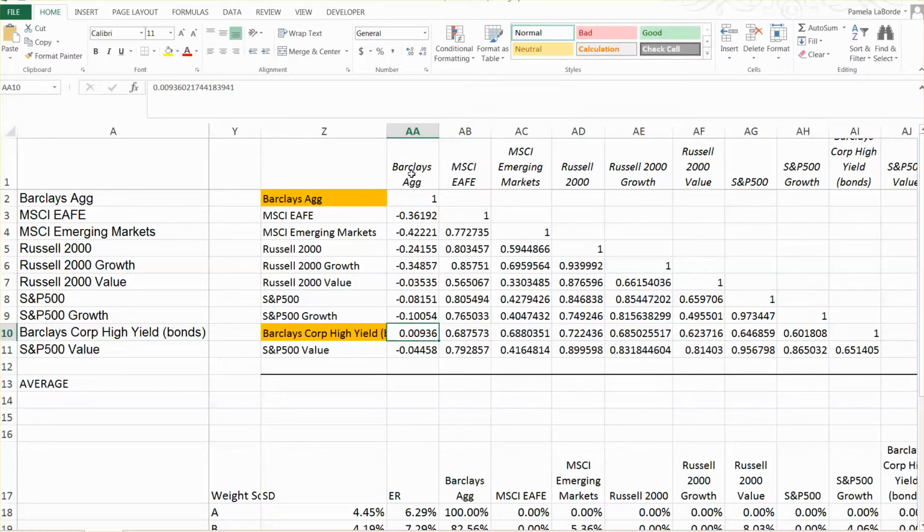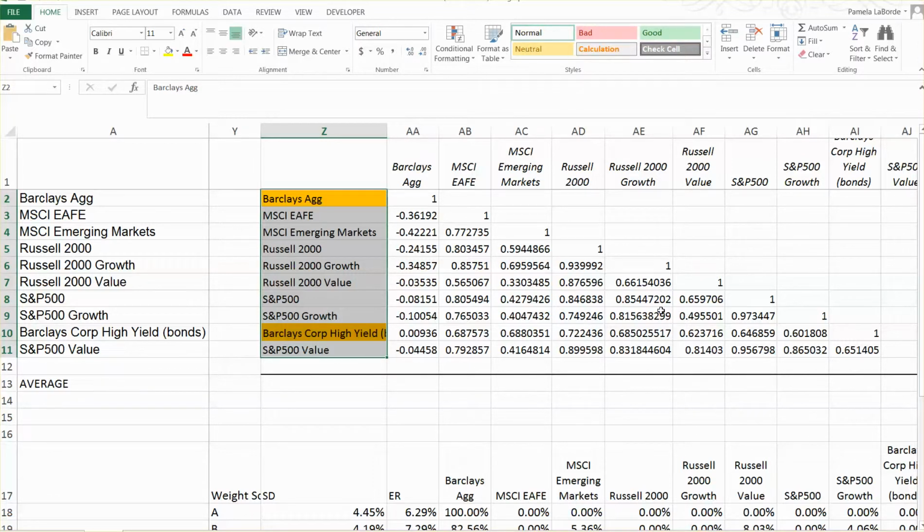Here is the Barclays aggregate against the Barclays high yield corporate bond index, and it has a correlation that's essentially zero. So, not all asset classes, which again is what these indexes are essentially measuring, co-move positively, or even if they do co-move positively, they don't necessarily co-move highly positively together.